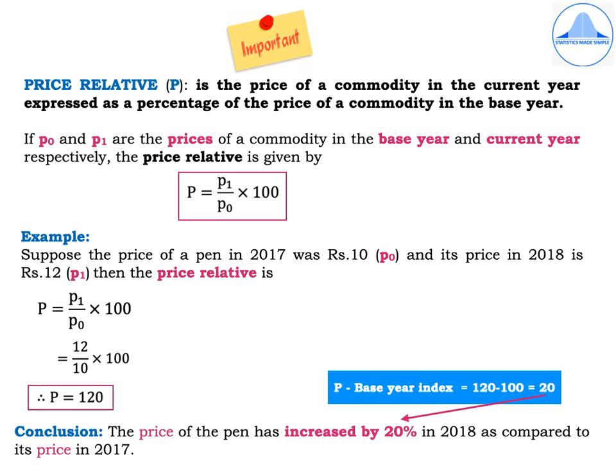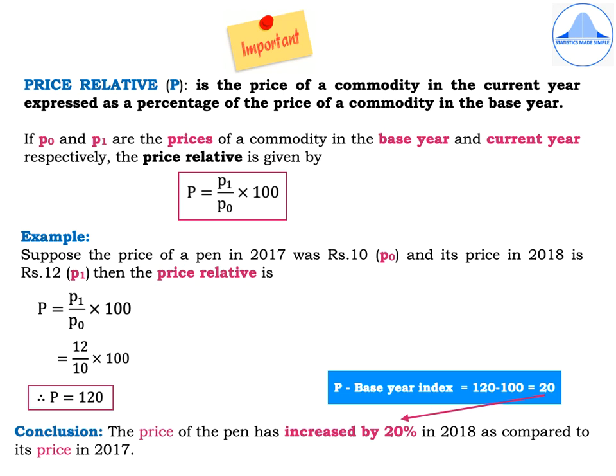So how do we calculate the price relative? The price relative has the formula capital P is equal to P1 by P0 into 100, which is equal to 12 divided by 10 into 100. So you get capital P as 120.